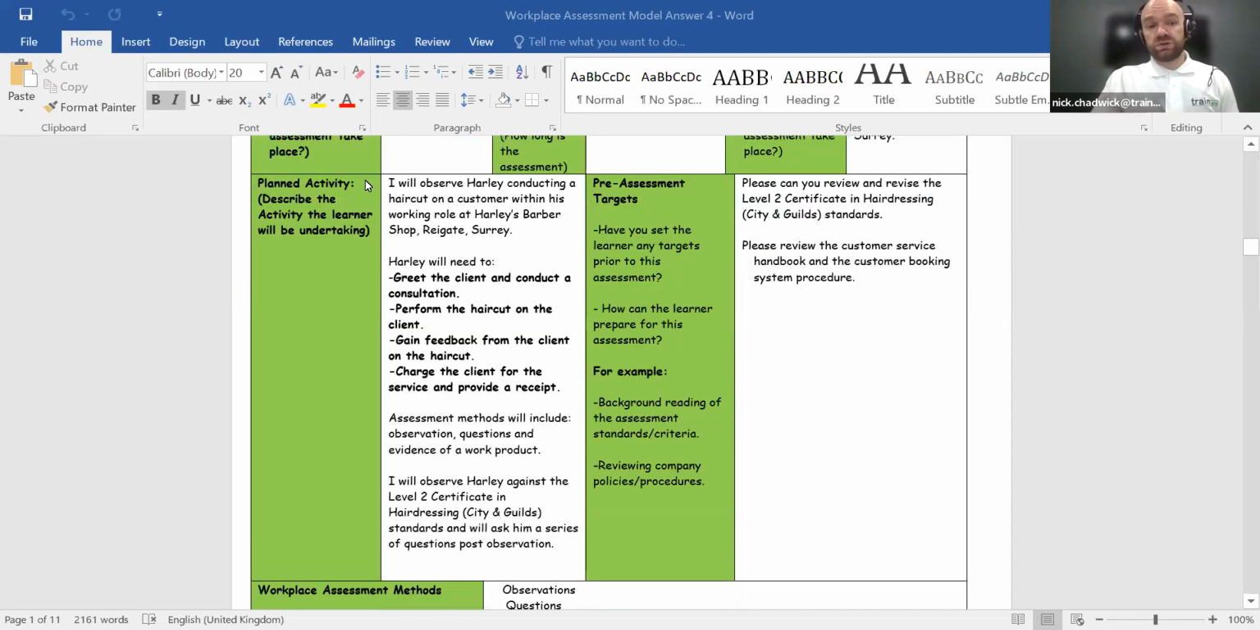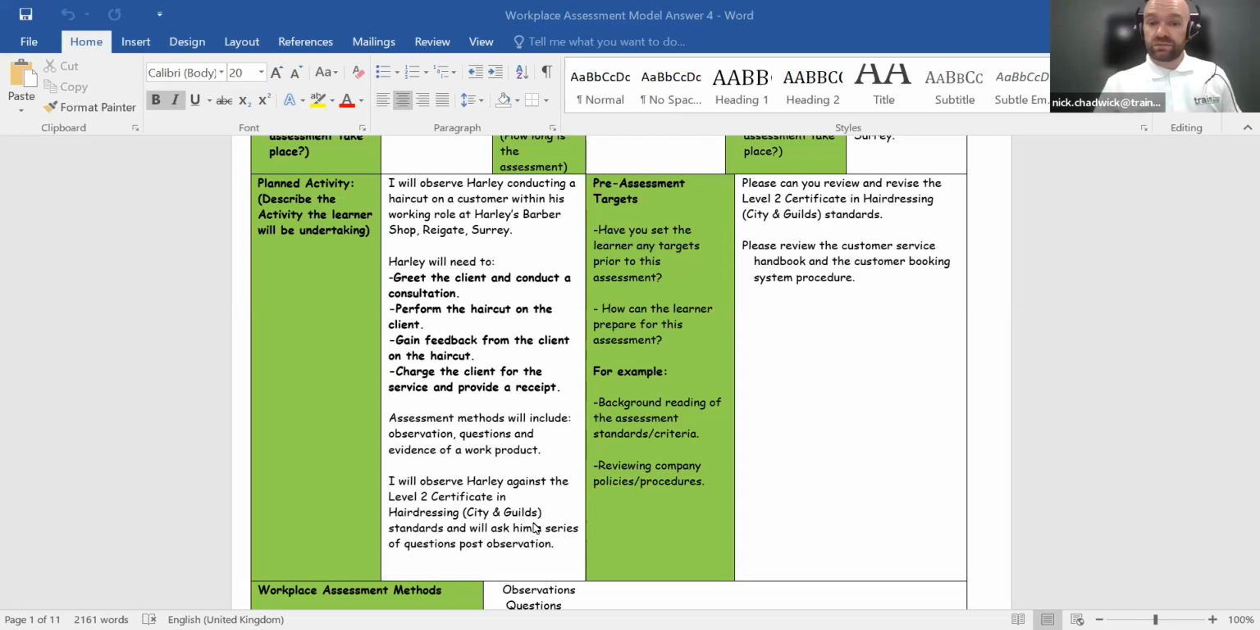It's very important to describe the planned activity and to provide any pre-assessment targets. So we would like for you to describe the actual assessment. So do here really discuss what you will be observing. So for this assessment, I will be observing Harley conducting a haircut on a customer within his place of work. I have also included some of the key things that I will be observing as the assessor. And I've also included what standards or criteria I will be using to make a judgment call on Harley's performance.